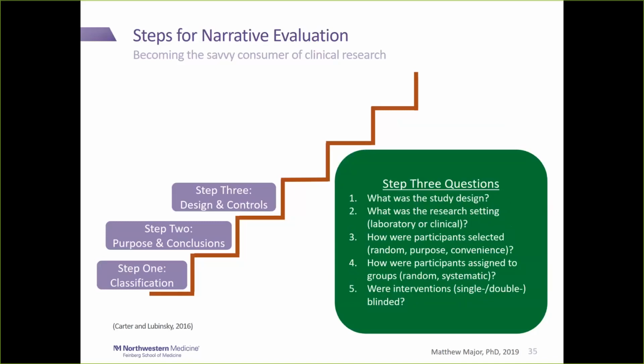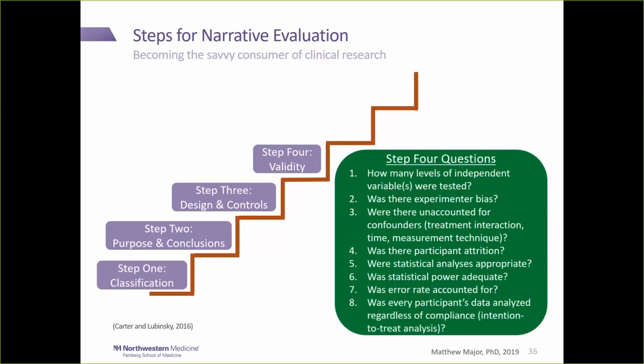For step 3, we need to understand the designs and the controls. What was the study design? What was the research setting? Was it in a laboratory or a clinic? How were participants selected? Again, is it randomized? Was it purposeful, or was it based on a convenience sample? How were participants assigned to groups? Was it random? Was it systematic? And again, were the interventions actually blinded? Was it single-blinded or double-blinded?